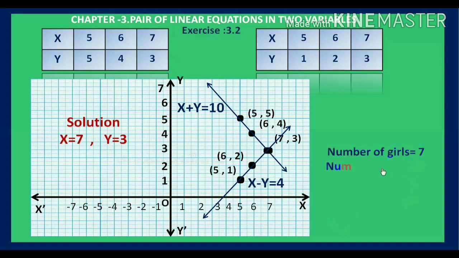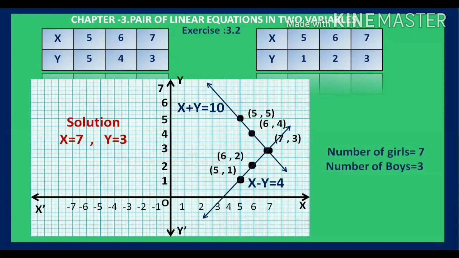Number of girls equals 7, sorry, number of boys 3. You can check your solution. 7 plus 3 is 10, total students हो गई. 7 minus 3 is 4. Then the number of girls is 4 more than the number of boys.